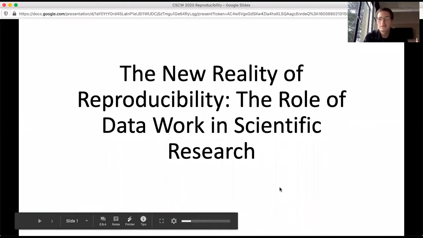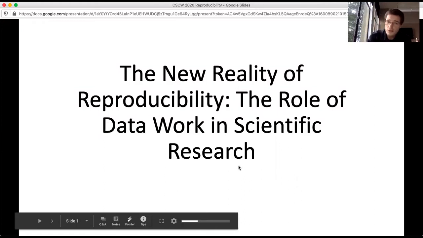Hey everybody, my name is Will Sutherland, and I am a PhD student at the University of Washington here in Seattle. And I'm going to talk about reproducibility, but specifically I'm going to talk about how reproducibility is understood and practiced through a set of data tools and data work practices that are emerging in the sciences around computational reproducibility.